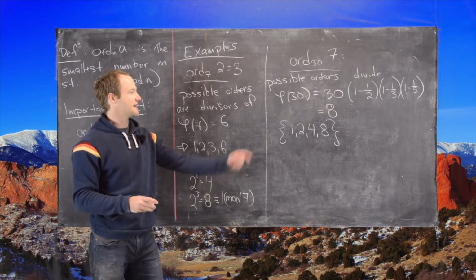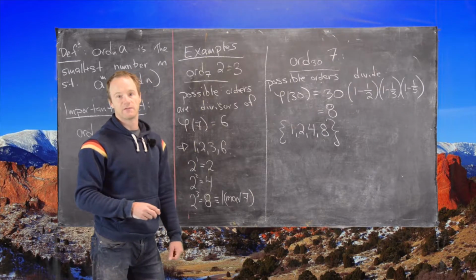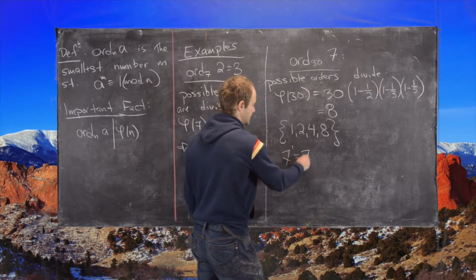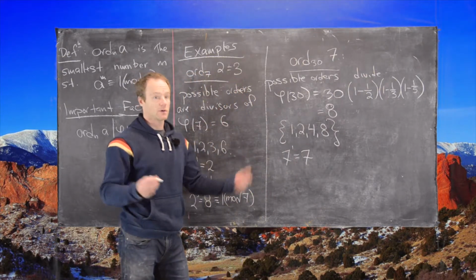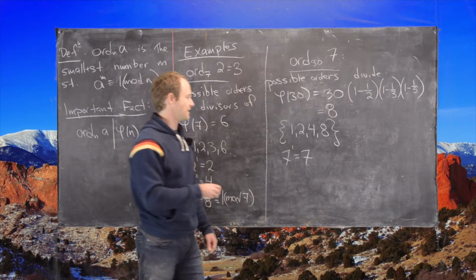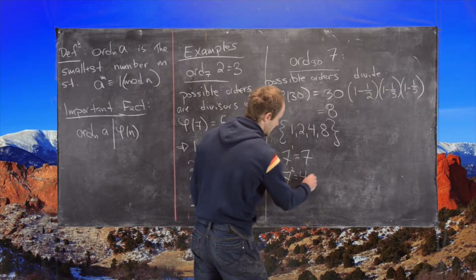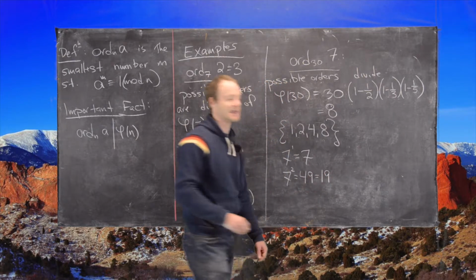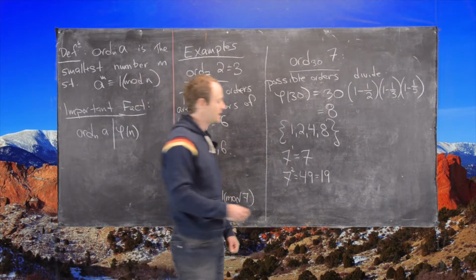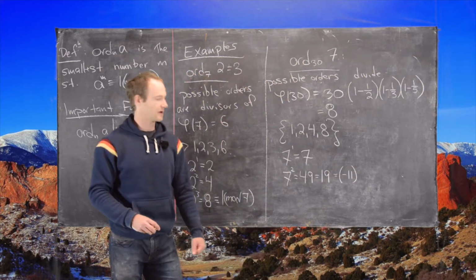Okay, great. So the next thing we can do is raise 7 to each of these exponents and find out what it takes to bring us back to 1. So 7 to the first power is obviously 7. As a spoiler alert, the only thing with order 1 will be 1 itself. And then 7 squared is equal to 49. So 49 is equal to 19. And 19 is further than halfway between 1 and 30, so I would maybe like to write that as negative 11 mod 30, since we're working mod 30 here.